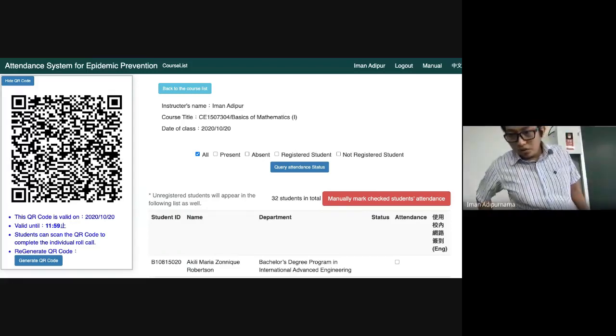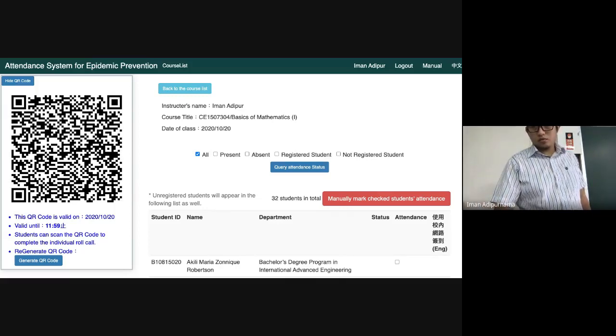Okay, for online students, have you finished scanning the QR code? Okay.